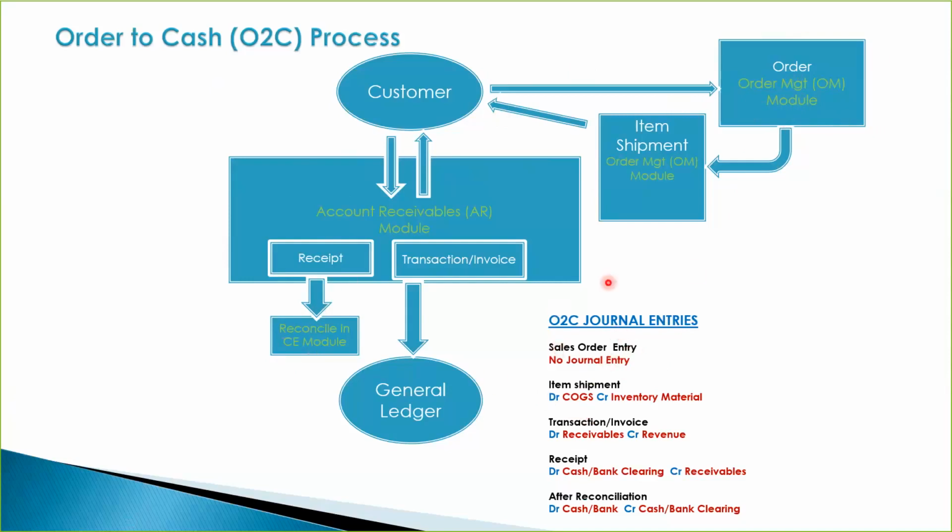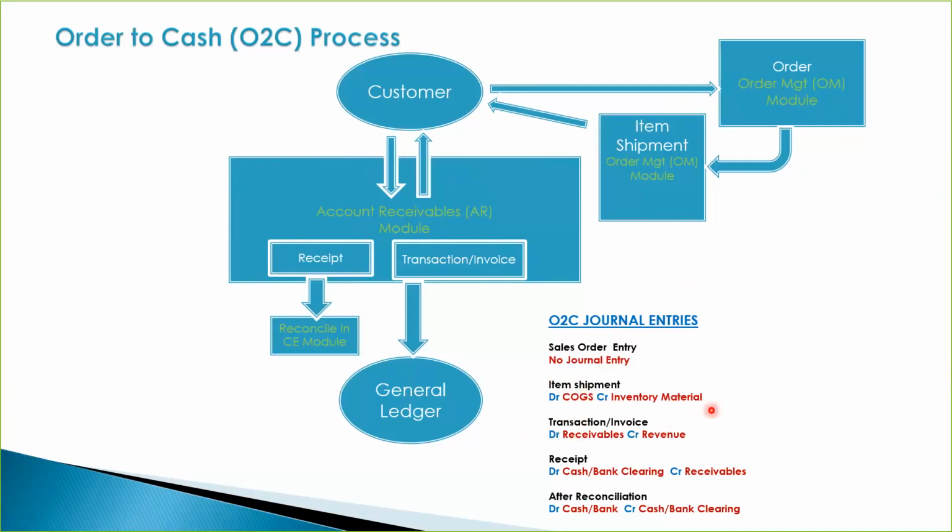Okay. Now, as for the item shipment, when that item is shipped, there'll be a transaction that will happen in the Oracle EBS system within the order management module, and there'll be a journal entry that will be tied to that transaction. That journal entry will be a debit to the cost of goods sold and then a credit to the inventory material. You're basically recognizing that you're taking your inventory out, okay? And then also you're recognizing that there is a cost of goods being sold. And that's why there is a debit to the cost of goods sold account and then a credit to the inventory material.